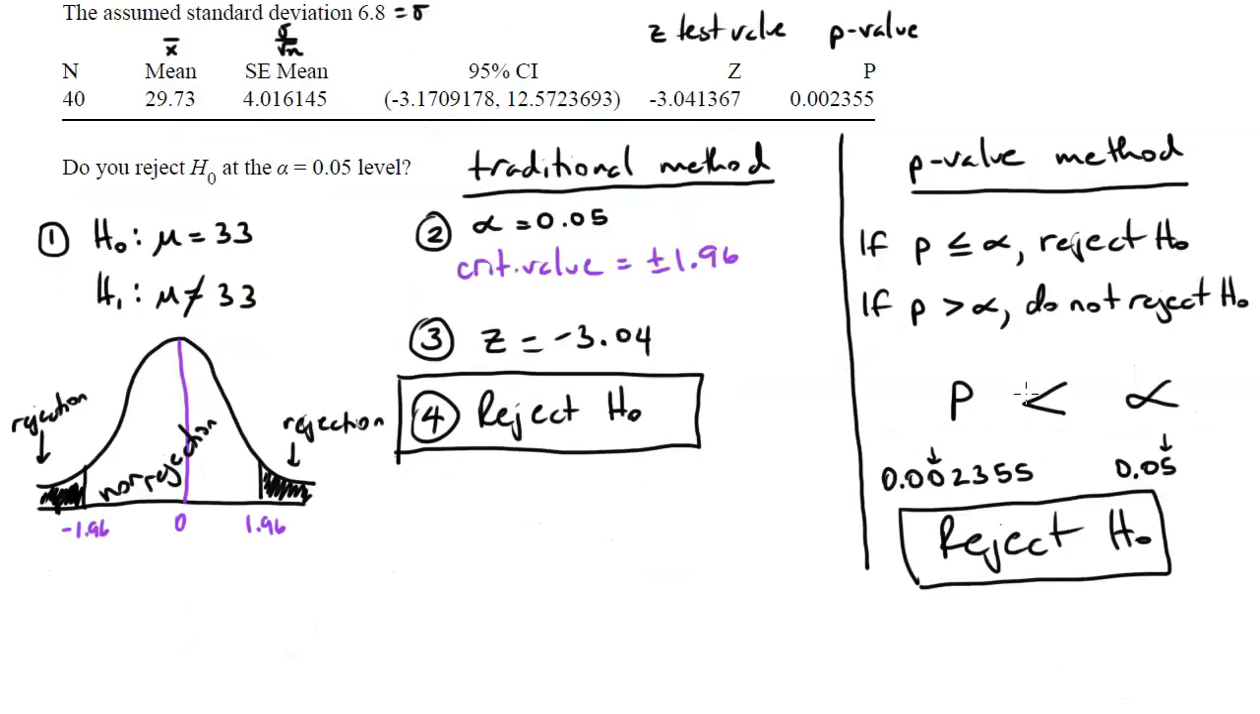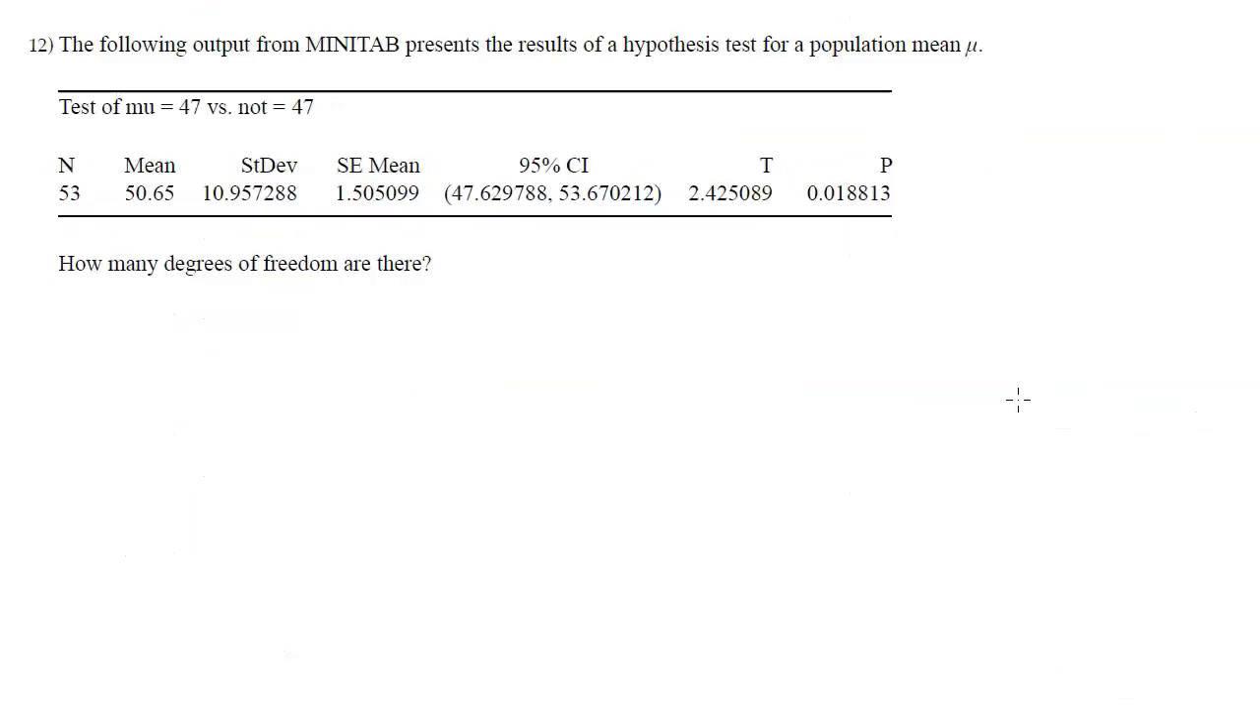All right, number 12. Here's the output from a hypothesis test for a population mean mu. I'll start off the same way. Step 1 of the process. Null hypothesis is mu equals 47. Alternative hypothesis is mu does not equal 47. It's not always not equal to, but just these 3 examples were. We don't have that assumed sigma there. We don't have the population standard deviation.